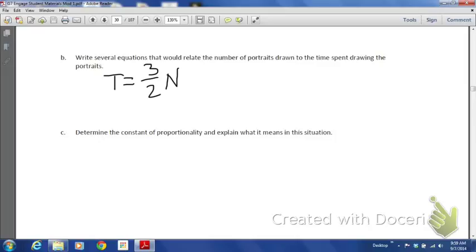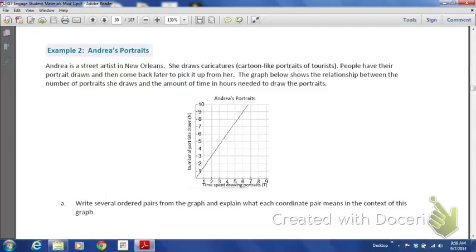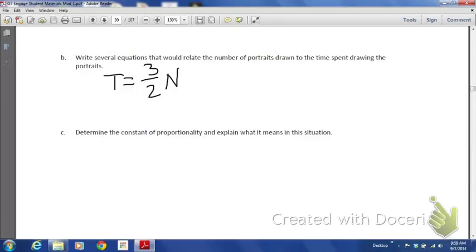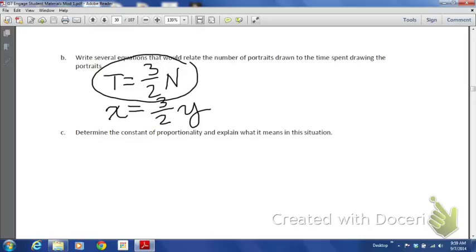Okay, and again, let's look back to how we wrote this. Remember, our t was our x, and our n was y. Okay, so if we change this here, we could have x equals 3 over 2 y. Okay, we could write it that way. And pretty much if we looked at it this way, we could also do t equals 6 over 4 n, but we don't really need to because we've reduced it down to this, okay?